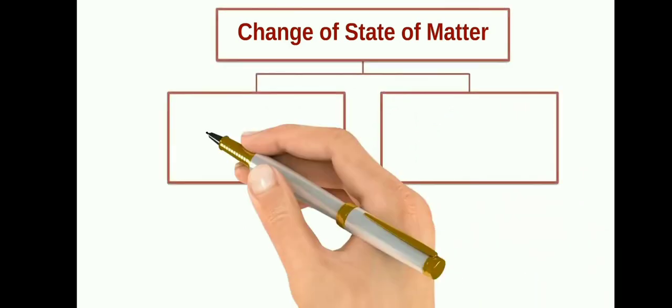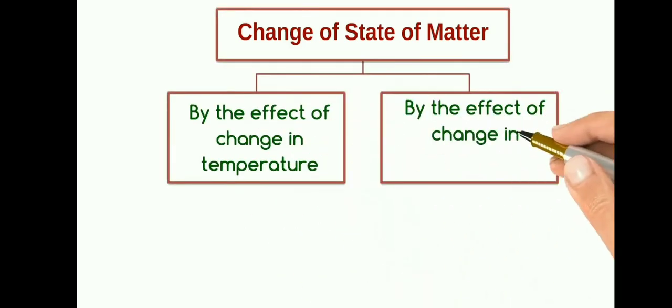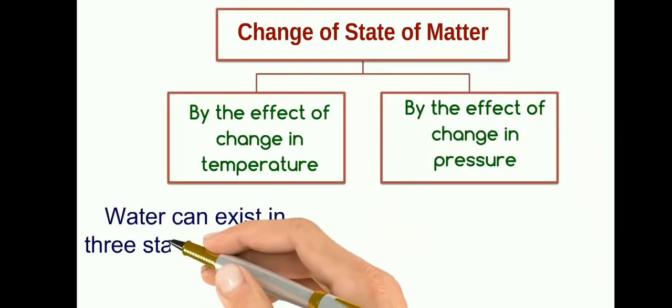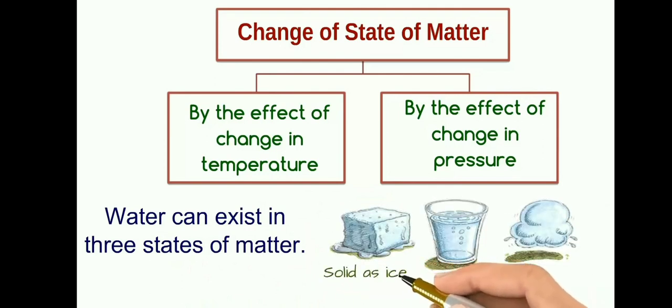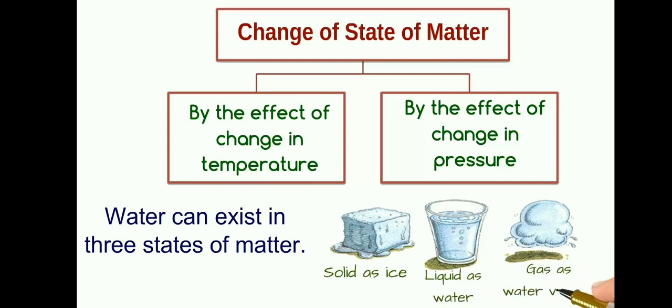Now we will talk about change of states of matter. Change in state of matter is affected by change in temperature and change in pressure. Matter exists in 3 states. In solid, it exists as ice, in liquid as water, and in gas as water vapor.